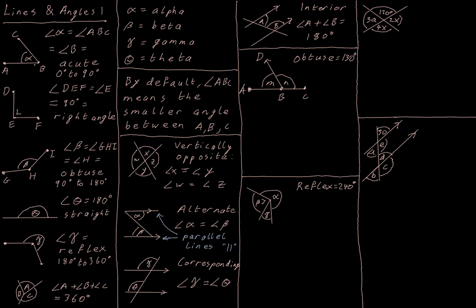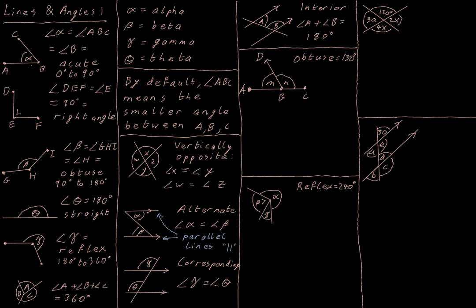Now, if we have an angle that is between 0 and 90 degrees, we call it acute. So the angle from A to B to C is the angle alpha, which is an acute angle because it is between 0 and 90 degrees. To name an angle using 3 points, we start here and we walk to the angle and then we walk out the other arm of the angle.